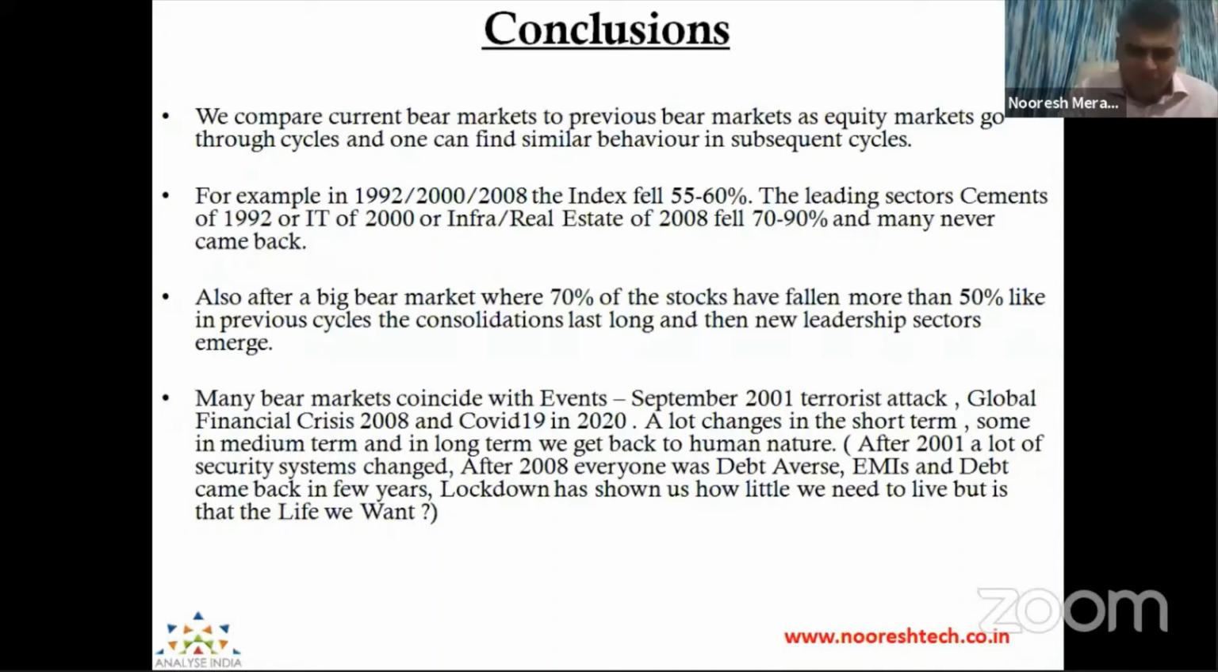After 2008, everyone was debt averse. People used to love EMIs and debt. We actually did a movie called EMI. In that period, everyone thought they'd never take debt. And by 2020, you're taking debt even for travel, for phones, for everything. So what we've seen is a lot of change in the short term, but in the long term, we get back to the human nature of consuming more.